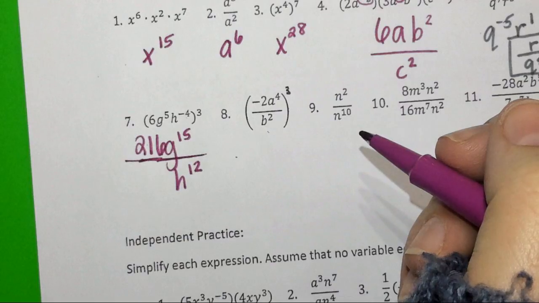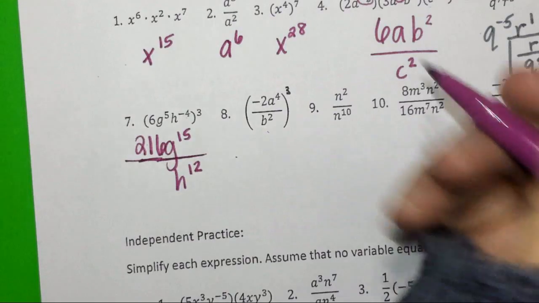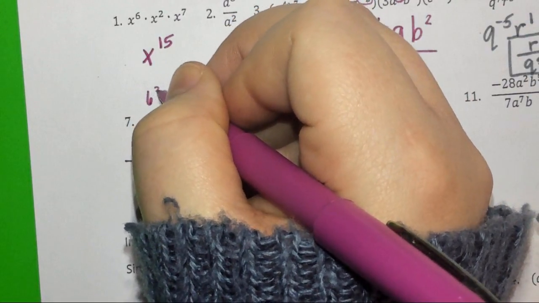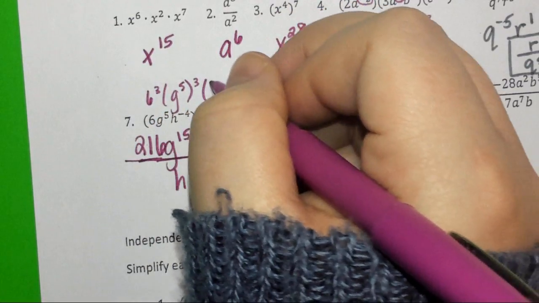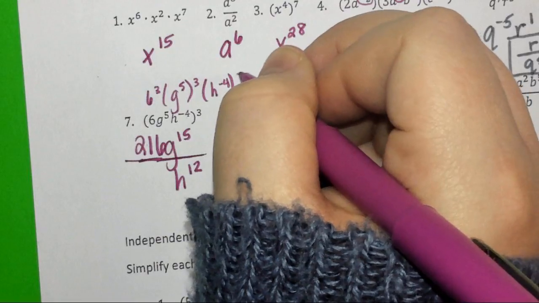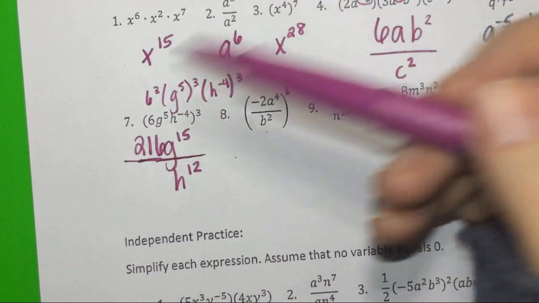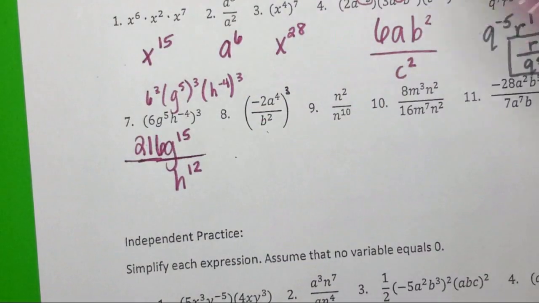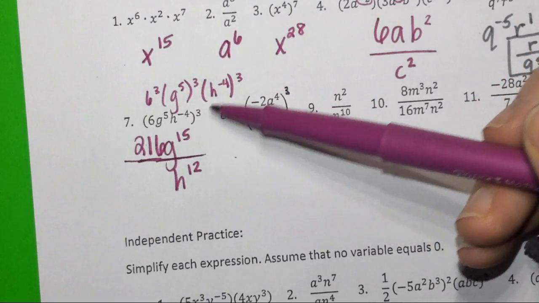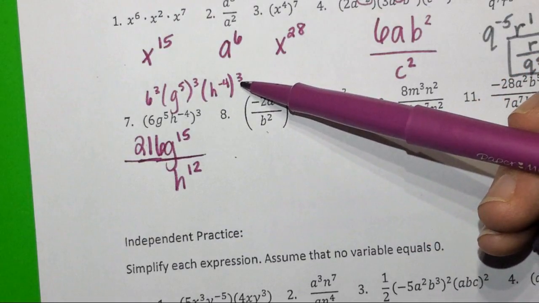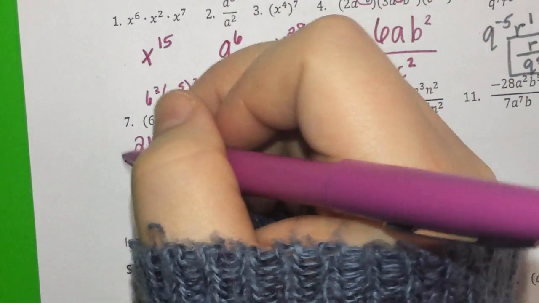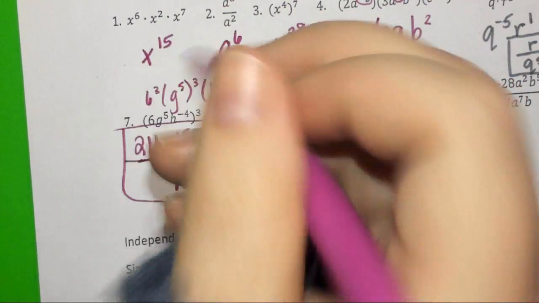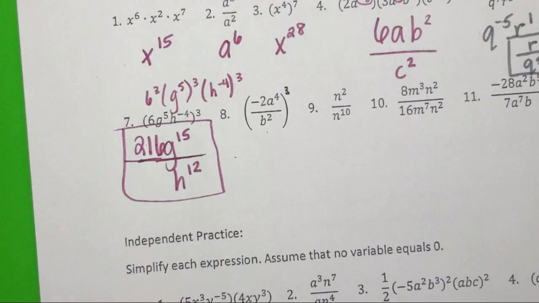Yeah, I heard someone say 18. 6 times 3 is 18, yes, but we're doing 6 to the 3rd, g to the 5th to the 3rd, and h to the negative 4 to the 3rd. Everybody's getting raised to the 3rd power. 6 to the 3rd is 216. 5 times 3 is 15. It was h to the negative 12, and Gilberto went ahead and sent it to the denominator. That was good. Okay, number 8.